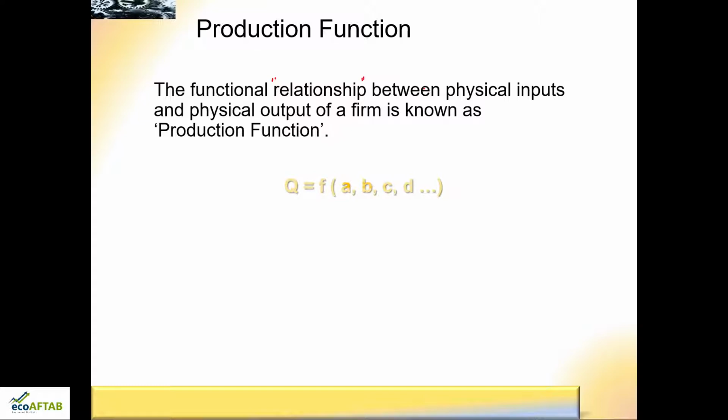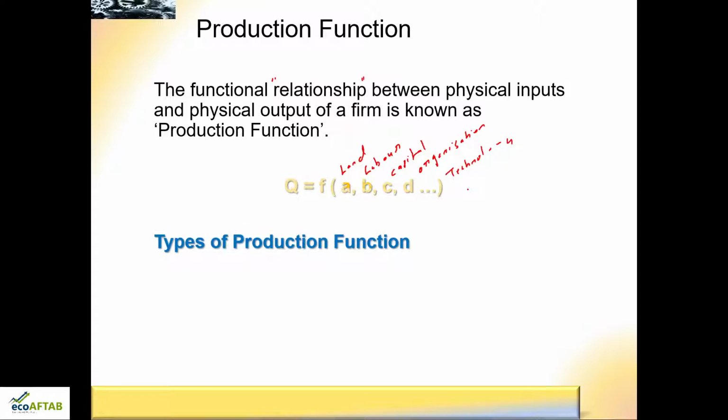Now what is this A, B, C, D, friends? A may be land, B can be called labor, C is capital, D is organization, and then there are many other factors such as technology, knowledge, and all those things that play a very important role in the production process. So this is what is called production function. When you speak about production function, basically there are two types: one is called short run production function, and the other is called long run production function.